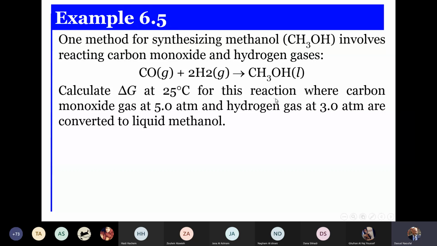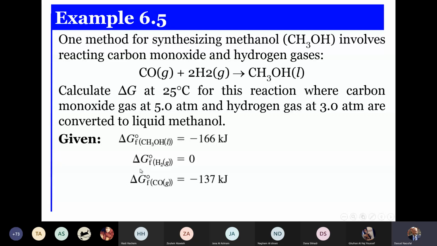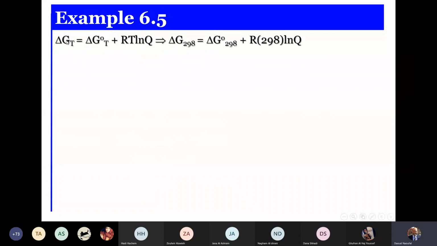Calculate delta G for this reaction where carbon monoxide is at pressure 5 atmospheres and hydrogen 3 atmospheres. They give the advancement: the pressure of carbon monoxide is 5 and the pressure of hydrogen is 3. And he gave delta G0 formation of the products and the reactants. So we have to apply the relation delta G at T equals delta G0 at temperature T plus RT ln Q. The temperature in this exercise is 298 Kelvin. So delta G at 298 equals delta G0 at 298 plus R, the temperature 298, ln Q.